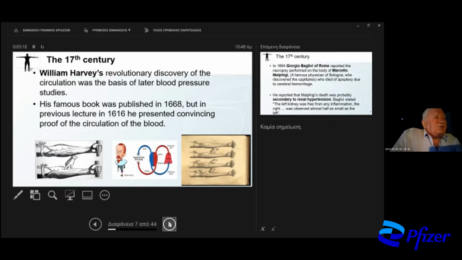His famous book was published in 1628, but much earlier, in a lecture, he presented convincing proof of the circulation of the blood.